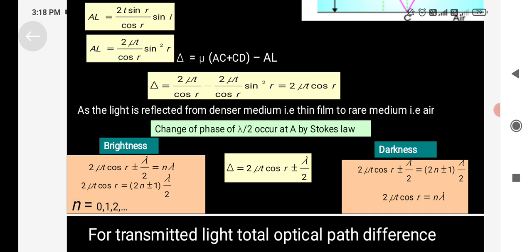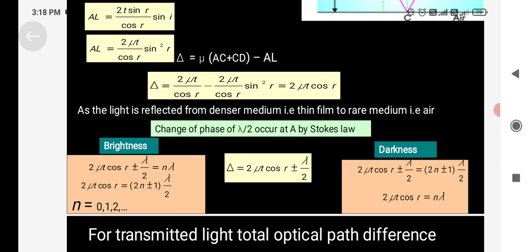Delta is equal to mu into (AC plus CD) minus AL. So delta is equal to mu into (t upon cos r plus t upon cos r), bracket complete, minus 2 mu t upon cos r into sin square r. Then t upon cos r plus t upon cos r will be 2t upon cos r. So we'll get delta is equal to 2 mu t upon cos r minus 2 mu t upon cos r into sin square r.